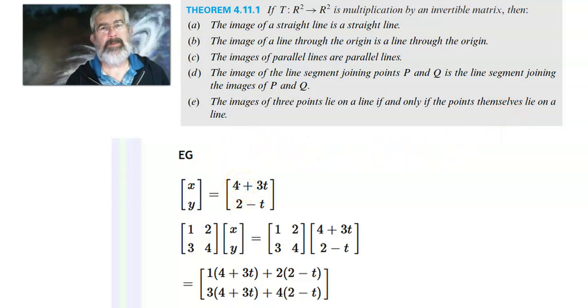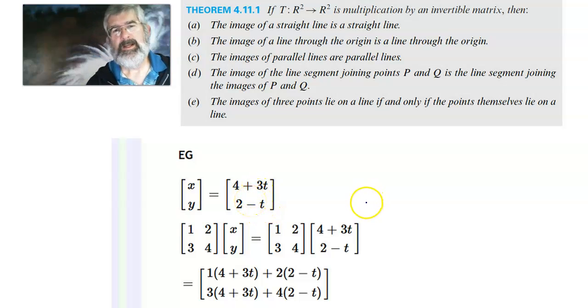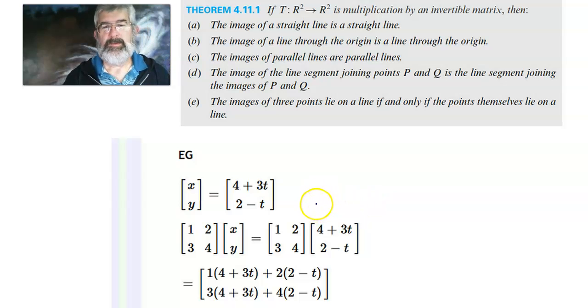Since we're multiplying by a matrix, it makes sense to me to represent the line in a vector form. So look at the point (x, y) equals (4 plus 3t, 2 minus t). This is a line that passes through the point (4, 2) and has slope negative 1/3. Parametric representation.